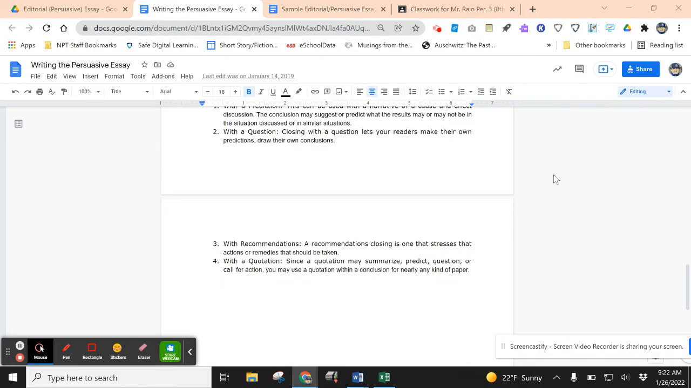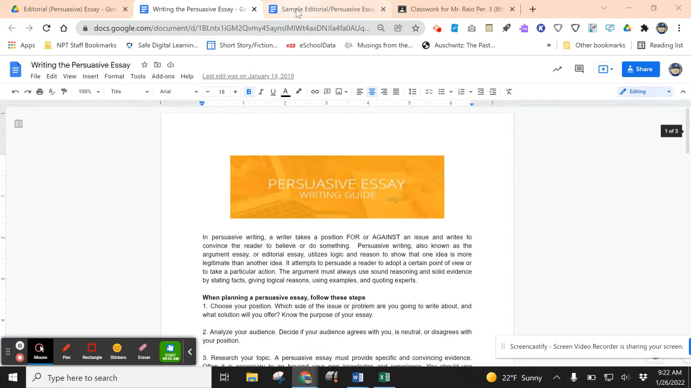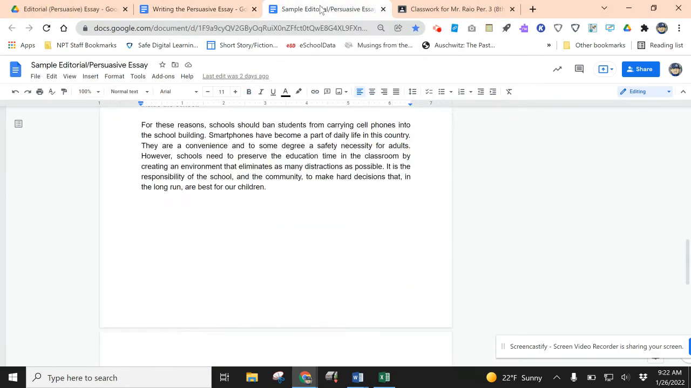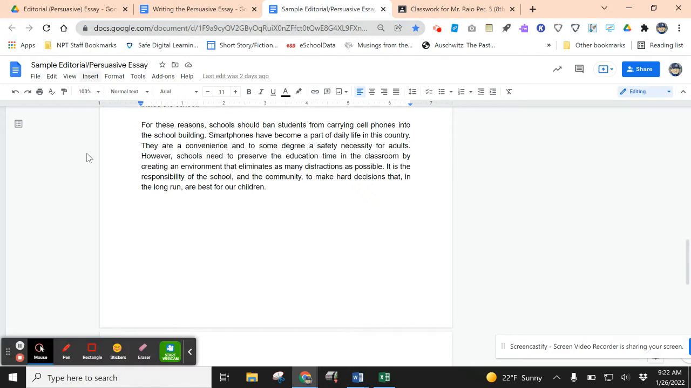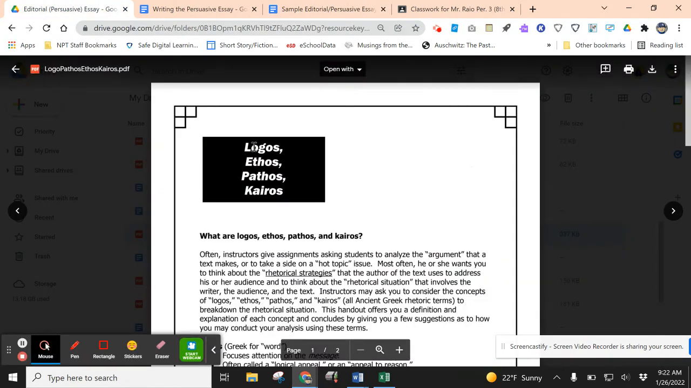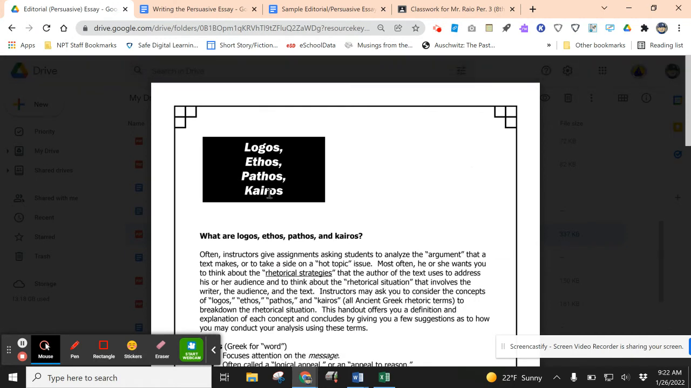You can even end with a quotation. It may summarize, predict, question, or call for action. You can use a quotation in the right way in your conclusion. Another thing to keep in mind is Aristotle's rhetorical strategies. Okay, this goes back obviously to ancient Greece, and they're called logos, ethos, pathos, and kairos.